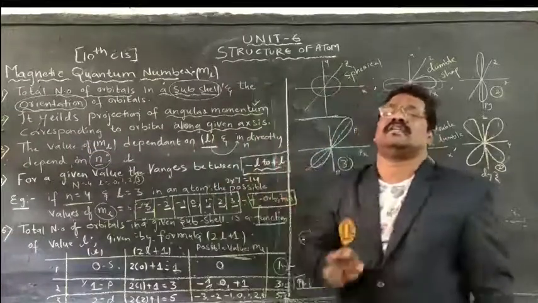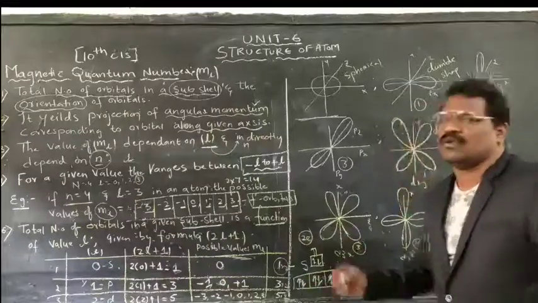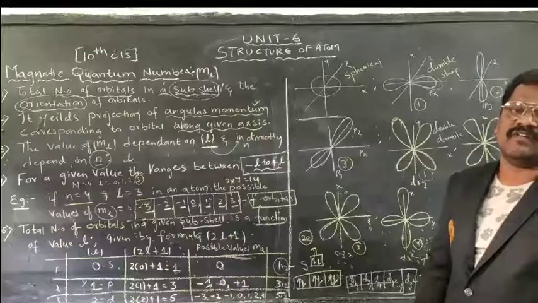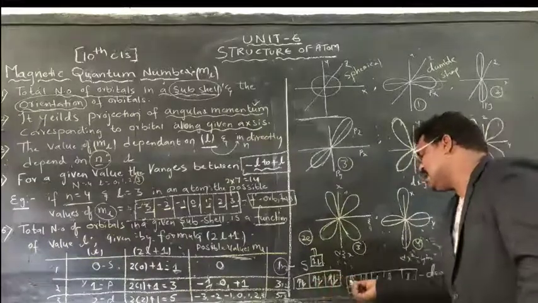Why are they called degenerate orbitals? Each subshell will have the same amount of energy. The same amount of energy will be existing in each subshell.